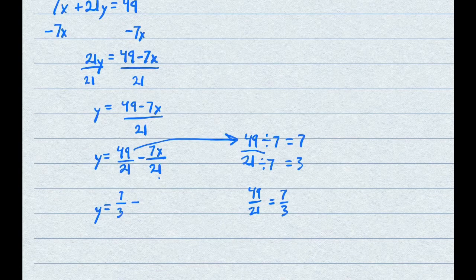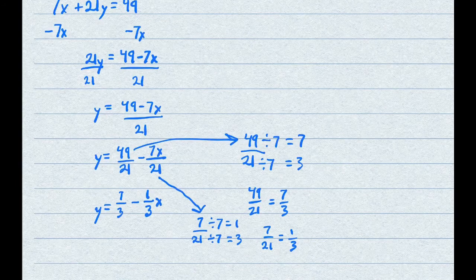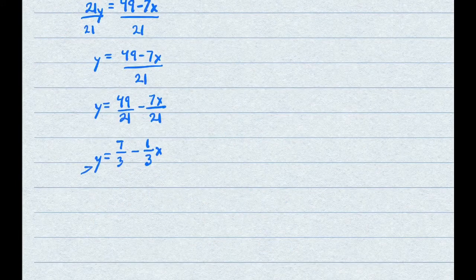minus, and then for this part, 7 over 21. 7 divided by 7 is 1, and 21 divided by 7 is 3. So 7 over 21 equals 1/3. So here you can write 1 over 3, x. In the next step, you're going to replace the y with an f of x. So on the next line you have f of x equals 7 over 3 minus 1/3 x.